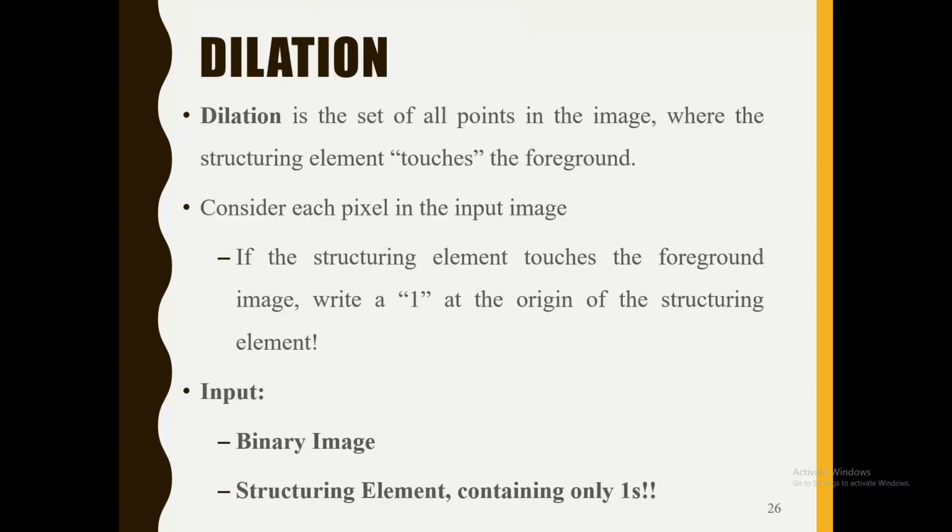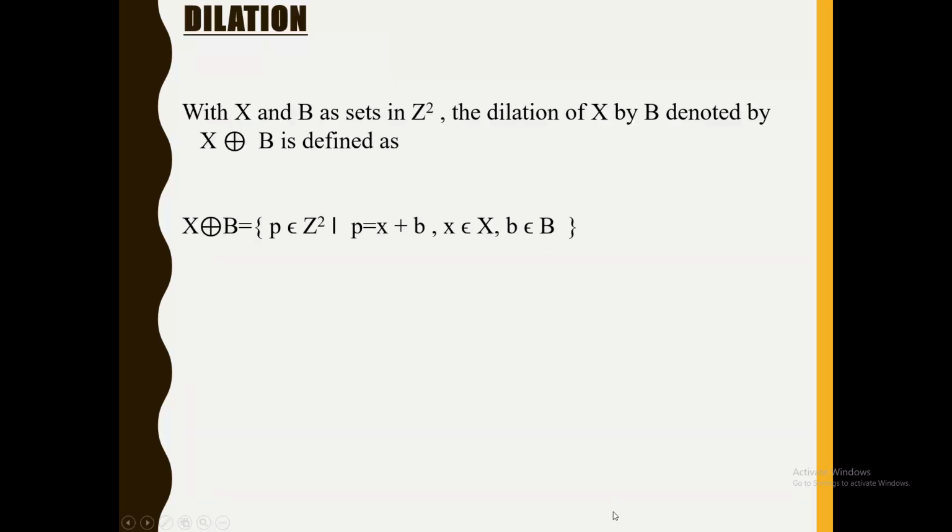Now the next one is dilation. Dilation is the set of all the points in the image where the structuring element touches the foreground. Consider each pixel in the input image. If the structuring element touches the foreground image, write 1 at the origin of the structuring element. Again, the input is binary and the structuring element consists only of ones.